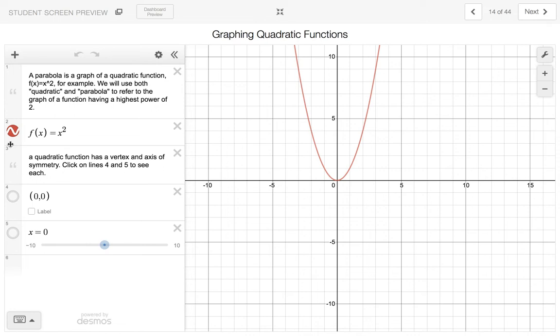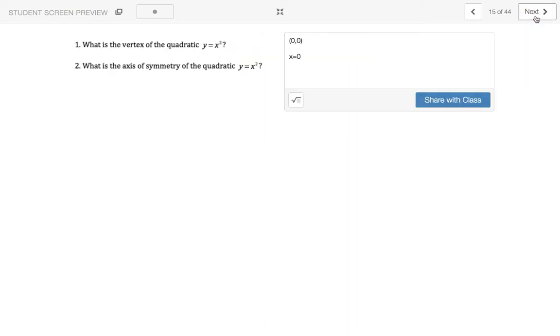So this slide, I wanted you to play around with it a little bit. It says a parabola is a graph of a quadratic function. Y equals x squared, for example. We use both quadratic and parabola to refer to the graph of a function having its highest power of 2. A quadratic function has a vertex and an axis of symmetry. Click on the lines 4 and 5 to see each. So there is our vertex. Here is our axis of symmetry, right there in green. Notice if I move it, our axis of symmetry in this case, as we said, is x equals whatever the x coordinate is. I want to label that. That is my vertex.